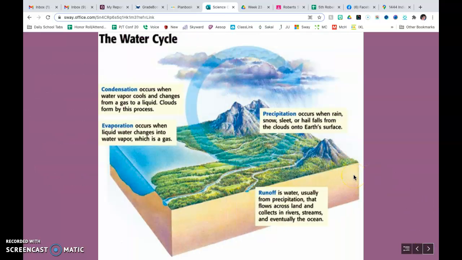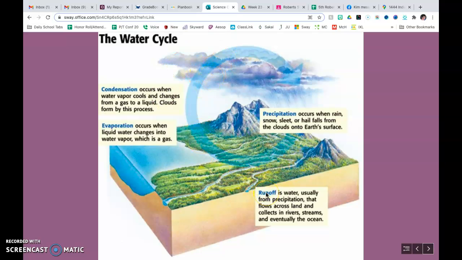So here's the picture form of what the water cycle looks like. Precipitation occurs when rain, snow, sleet, or hail falls from the clouds onto Earth's surface. Evaporation occurs when liquid water changes back into water vapor, which is a gas. And then condensation occurs when the water vapor cools and changes from a gas back to a liquid. And clouds form also by this process.